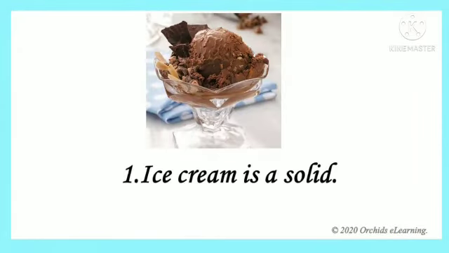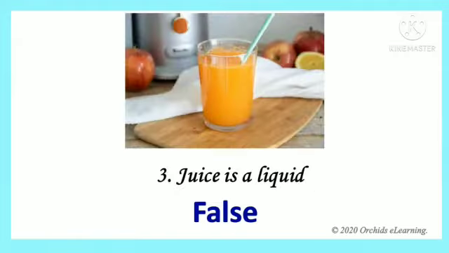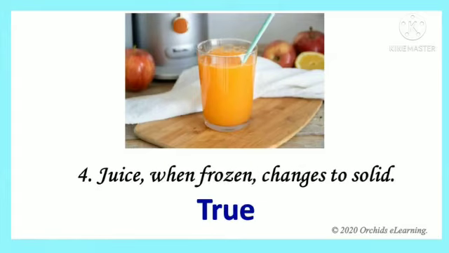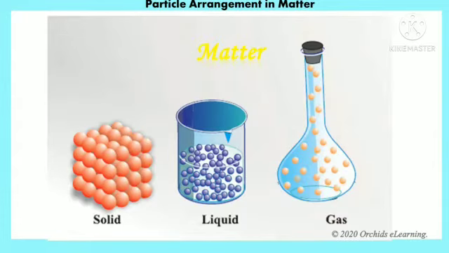Ice cream is a solid. True. When the ice cream melts, it changes into a gas. False. It changes into liquid. The juice is a liquid. True. Juice, when frozen, changes to solid. True. The balloon contains gas inside it. True.